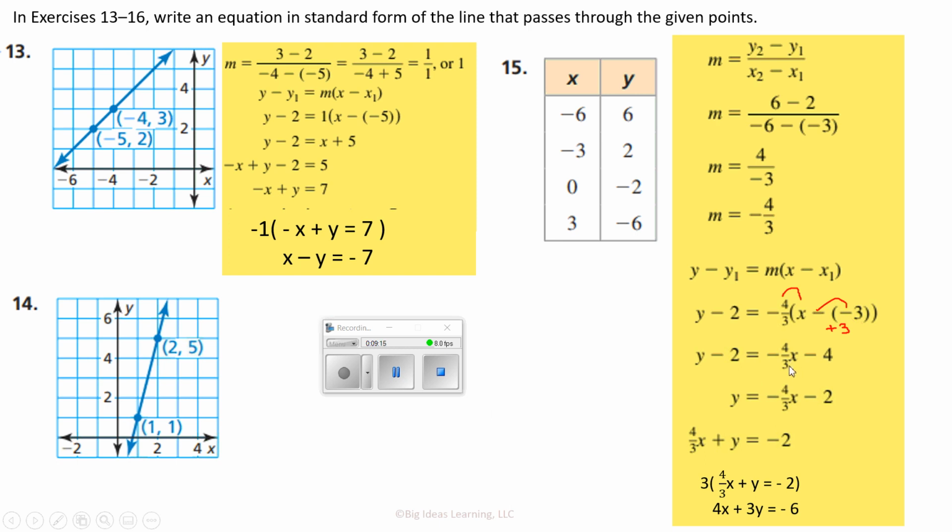Now we're going to add 4/3 to both sides, right? Looks like they decided to add 2 first over here. That was odd that they kind of did the steps a little different than they did before. So just to follow through, they added 2 to both sides on this one to give you a -2. Then they added 4/3 to both sides on this one to get 4/3x plus y equals -2. Then to get rid of the 3, they multiplied everything by 3. And that gave them 4x plus 3y equals -6.